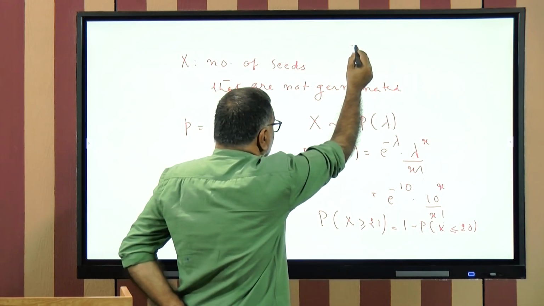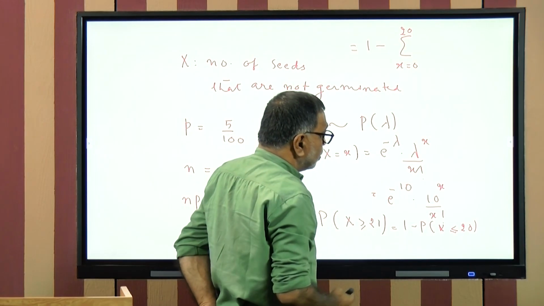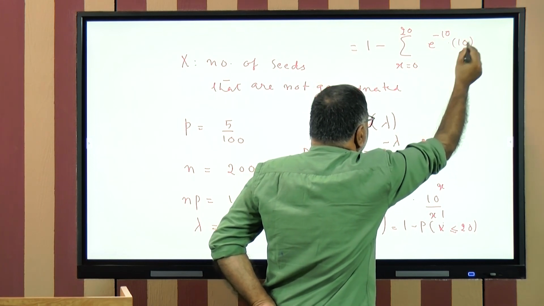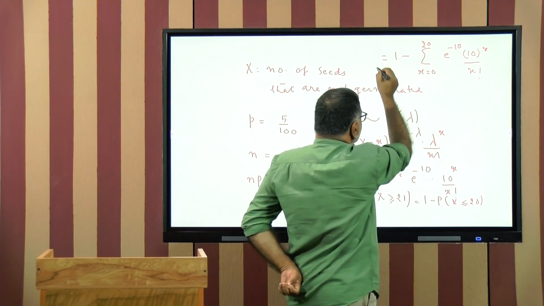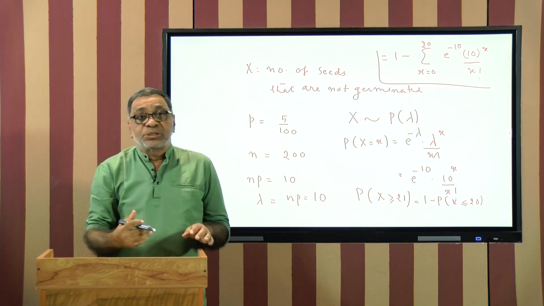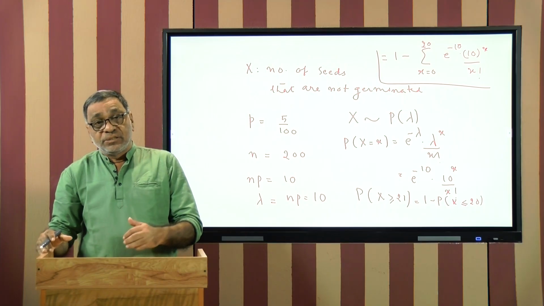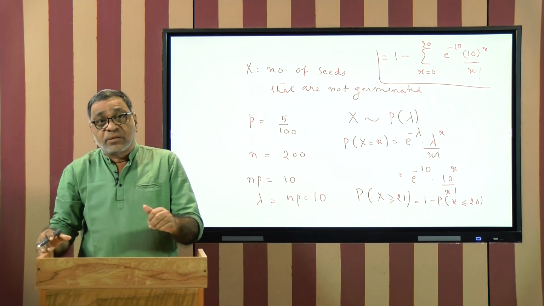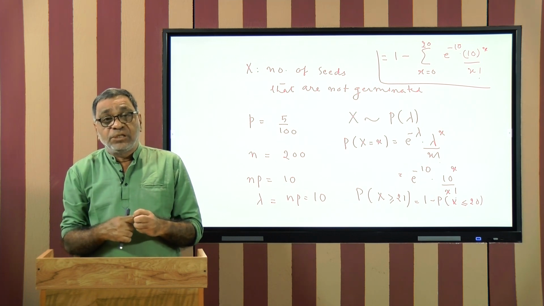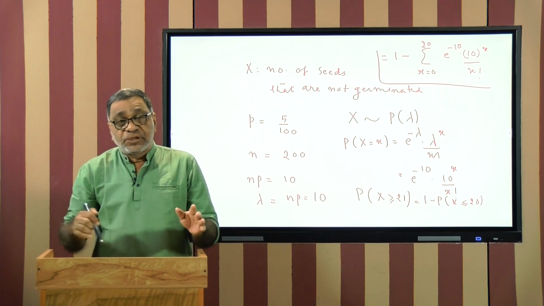And that value is equal to 1 minus the sum over x equal to 0 to 20. You can find this value from the Poisson table, and that is e power minus 10, 10 power x divided by x factorial. So, this value gives us the probability that the distributor's guarantee is violated. The guarantee will be violated if less than 90% of seeds germinate; x is the number of seeds that are not germinated, that means x greater than or equal to 21. 90% of 200 means 180, that is 20. If more than 20 seeds do not germinate, the packet will violate the guarantee. This is the probability of that particular event.